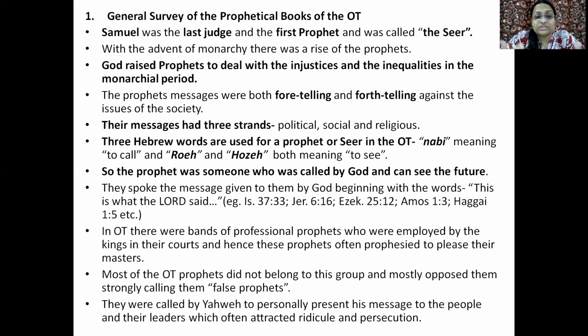So the prophets' messages were both foretelling and forthtelling. There are a lot of things to note down as we go through the lecture, so kindly note down all these things. The prophets' messages were foretelling and forthtelling.